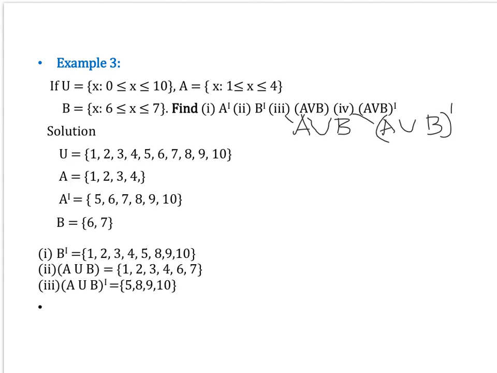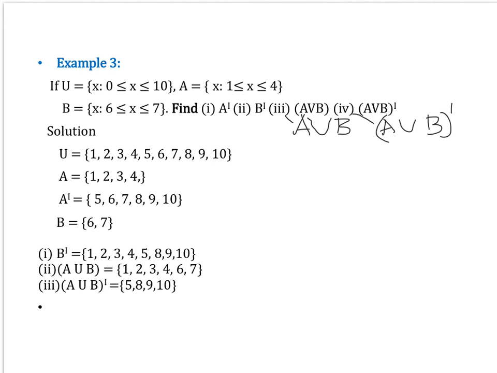And for set A, when you interpret it, you have that x lies between 1 and 4. So we have A equal to {1, 2, 3, 4}. Then for A prime, that is all the elements in the universal set but not in A. So A prime is equal to {5, 6, 7, 8, 9, 10}. These elements are in the universal set, but they are not in A.